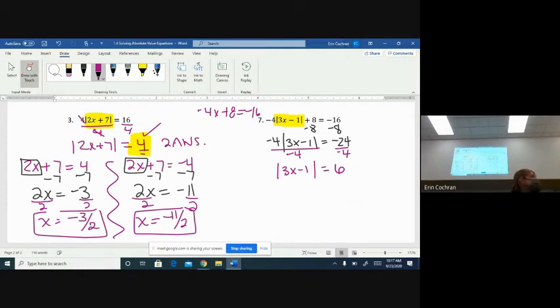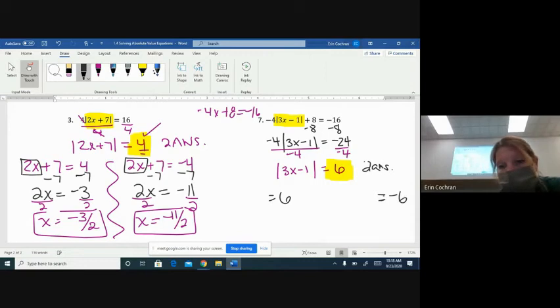Now, is my absolute value isolated? Yes, that's great. Now, look at your answer, which is a positive 6. Do we have numbers that are 6 units away from 0? Yes. How many of them? We have 2. And what are my 2 answers? 6 and negative 6. So then we're going to put the 3x minus 1 in front, and then we solve.